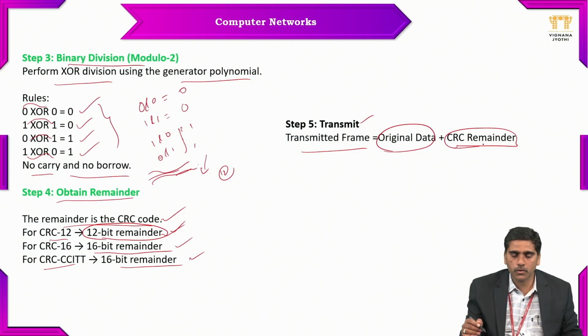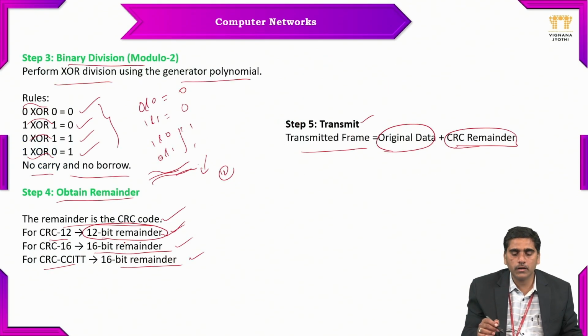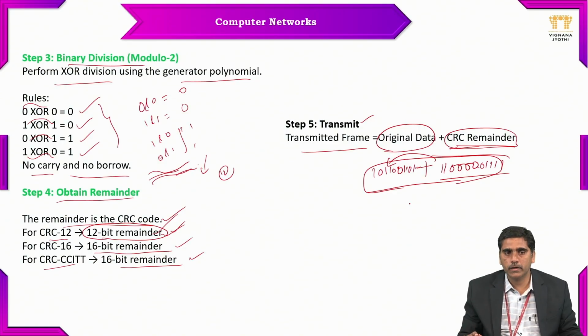So the original data is what? If you see, the original data is this one. So append that original data with the CRC remainder. So obtain 10110010. This is the original data plus the CRC remainder, that is 12-bit or 16-bit based on the calculation. Suppose this is the 12-bit remainder, then you can add this 12-bit remainder to this original data. So this is the transmitted frame. Like this, you can use the computation methods.